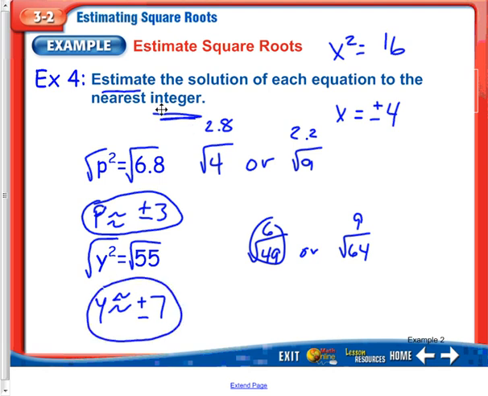So what I said right away is that this word integer kind of cues us to the fact that we might have negative answers. So it kind of helps us remember we need to include both positive and negative possible solutions here for our answer. And that is our last example for today's lesson.